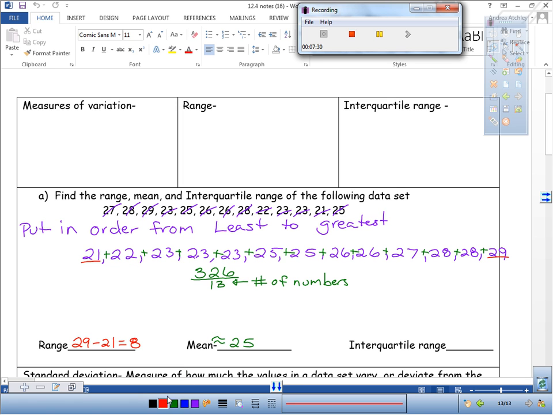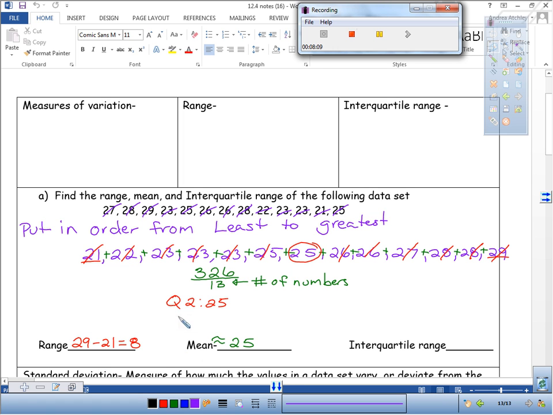Now the interquartile range. In order to do the interquartile range, I need to find Q2, Q1, and Q3. Okay, so let's do Q2 first. And that's the median of your data. So you're going to go 1, 1, 2, 2, 3, 3, 4, 4, 5, 5, 6, 6. So 25 is Q2. Any questions over that?